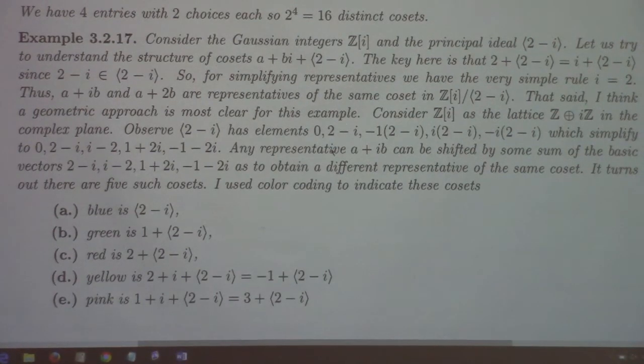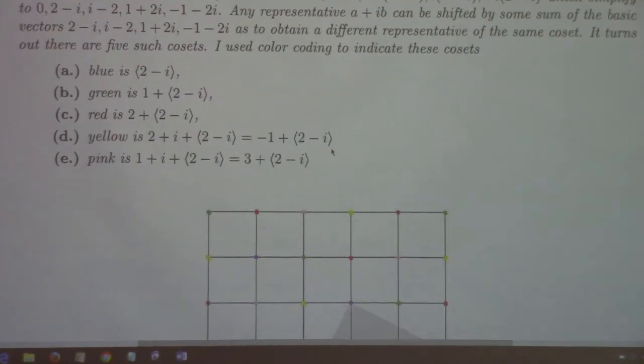The key here is that 2 plus the ideal (2 minus i) is equal to i plus the ideal (2 minus i). Why is that true? Because if you take the difference of 2 and i, you get 2 minus i, so that's in there. By the definition of cosets, at the level of representatives, 2 is equal to i. So this allows us a vast simplification. I think it's best to look at this in terms of a picture. So let me show you the picture I made.